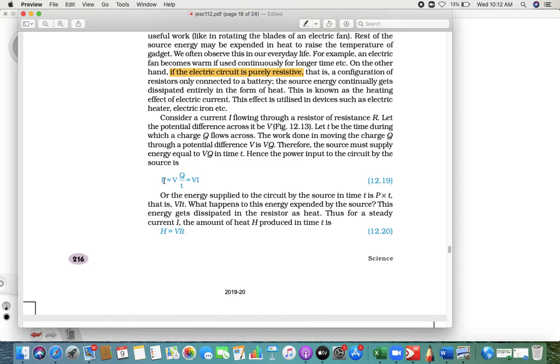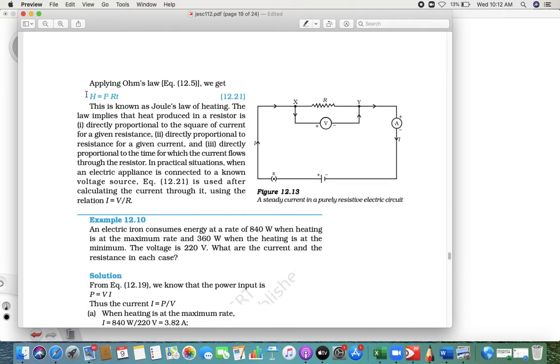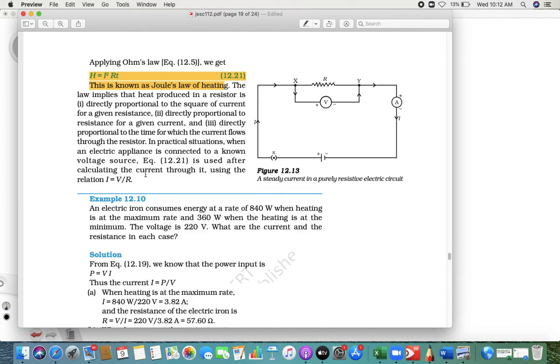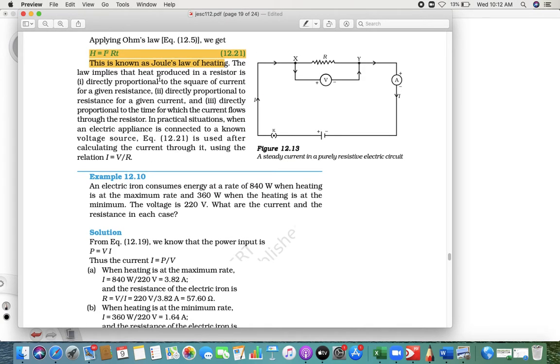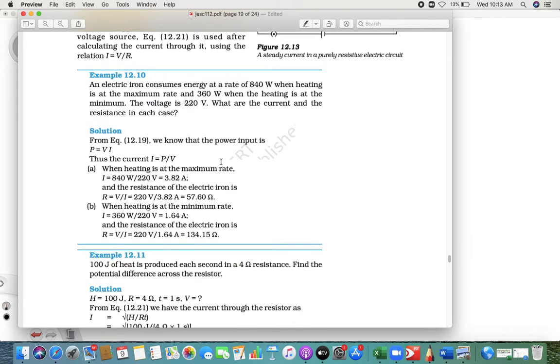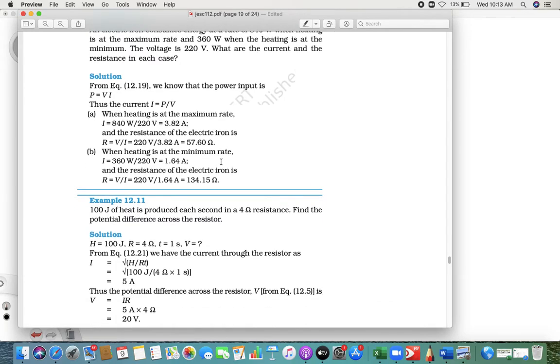Let me show you here. P is equal to VI. H is equal to VIT, right? And this equation is known as Joule's law. So H is equal to I square RT, and finally you get this. So it basically depends upon three things, as I said: directly proportional to resistance, directly proportional to time, and directly proportional to the square of the current. It's clear and simple.